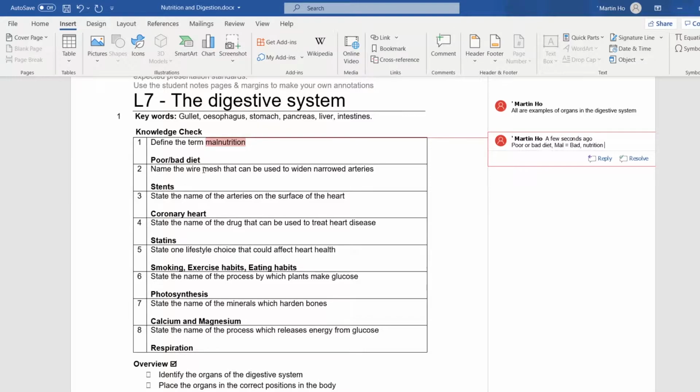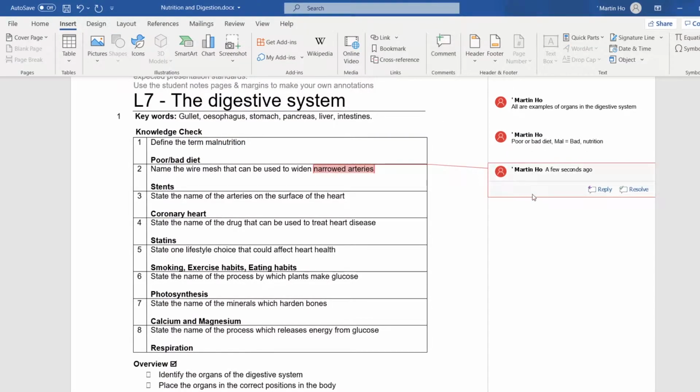2. Name the wire mesh that can be used to widen narrowed arteries. We find this answer in Lesson 6 as a treatment for heart disease. So refer to Lesson 6. And the mesh is called a stent. This could either be made up of metal or a type of plastic.